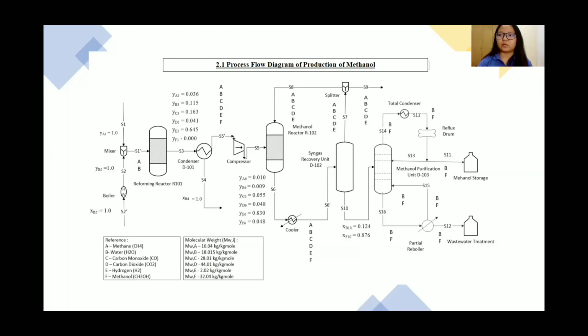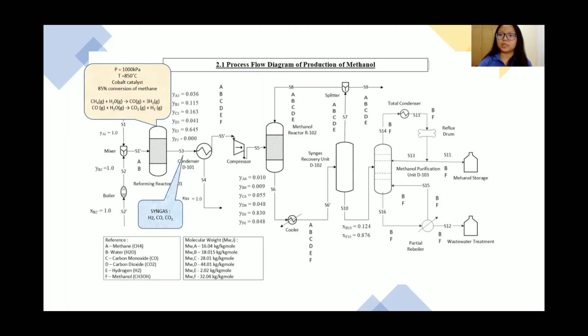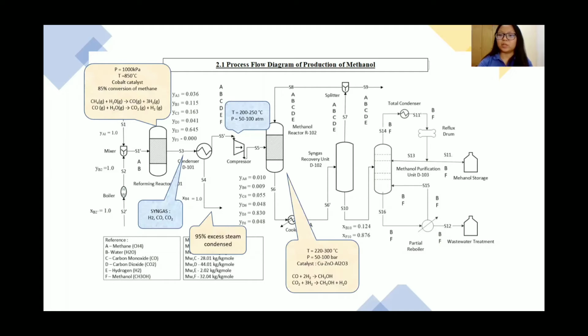This is the process flow diagram of our methanol production plant. To produce methanol, firstly, desulfurized methane is mixed with excess steam and is reacted in the reforming reactor at given temperature and pressure with the presence of cobalt as catalyst to produce syngas. Then, 95% of the excess steam is removed through the condenser, and after compressing the syngas stream to the desired temperature and pressure range, it is reacted in the methanol reactor with the presence of copper zinc oxide with aluminum oxide catalyst to produce methanol.